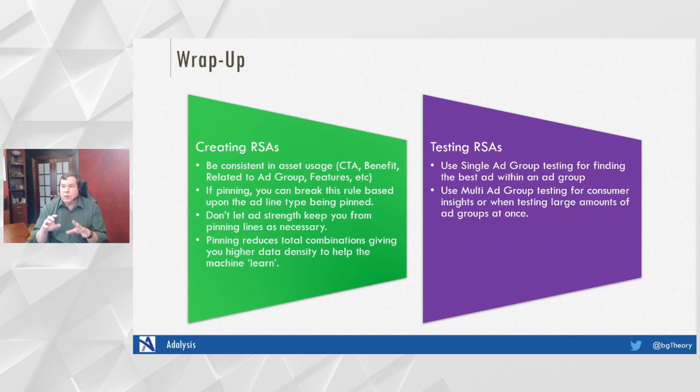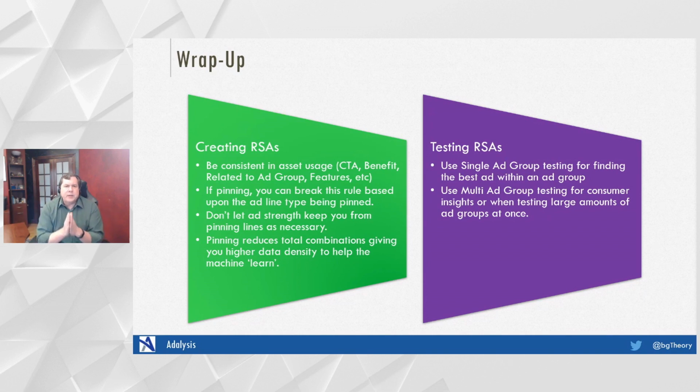Now, as soon as you start pinning, you can break this rule. If you have one line related to the ad group pinned to headline 1, well, then you could have 8 calls to action pinned to headline 2, because the end ad rendered to the user is still going to be headline related to the ad group, call to action. Now, as you do this pinning, you're going to see your ad strengths decline. Don't worry about it, right?